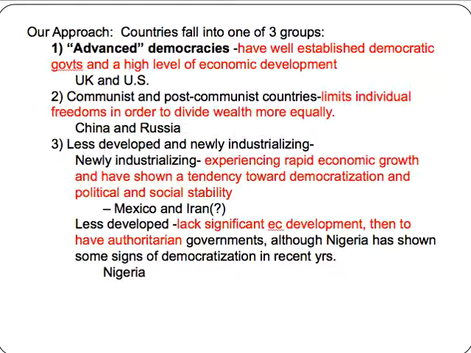And other countries that we have are your less developed and your newly industrialized countries. Newly industrialized countries have somewhat rapid expansion and growth, lean towards democracy, and are trying to have some social and political stability. That'd be more Mexico and Iran. Then you have your less developed countries, which have significant economic development challenges and often fall into authoritarian governments. So your example in our 6 countries would be Nigeria.